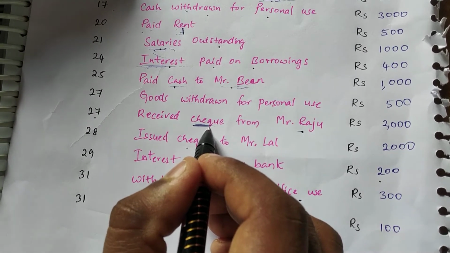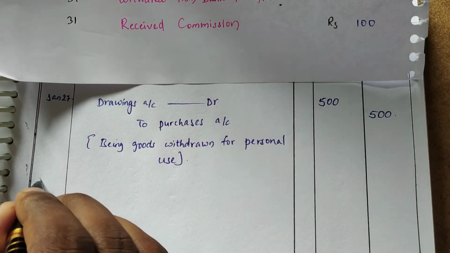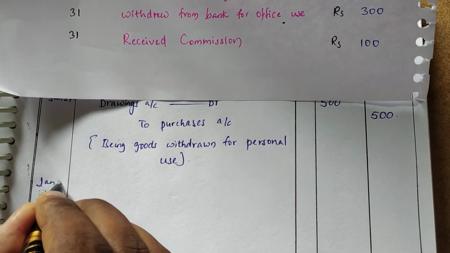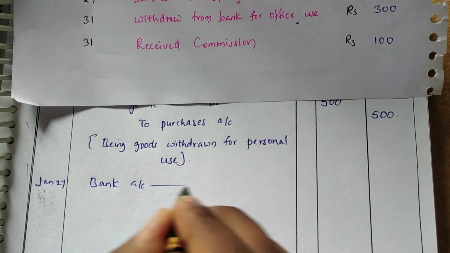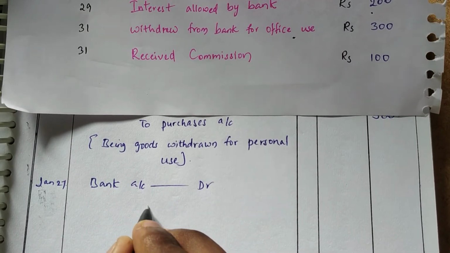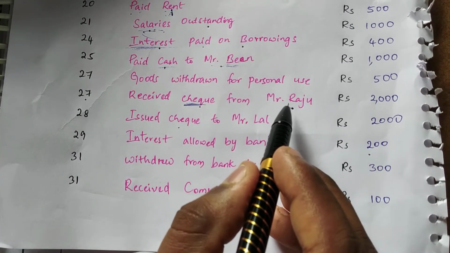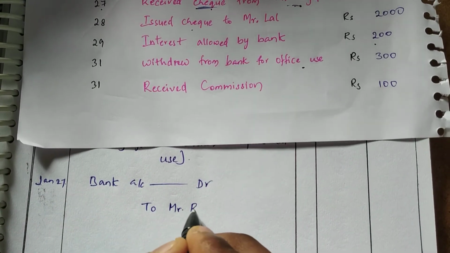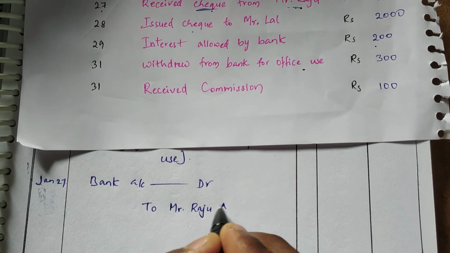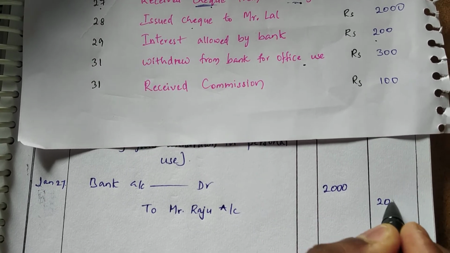So bank is a personal account. Since we are receiving, debit the receiver, so we are debiting the bank account. January 27, bank account debit to Mr. Raju, since Mr. Raju is a personal account. What is the rule of a personal account? Debit the receiver, credit the giver. Since Mr. Raju is the giver, we are crediting Mr. Raju's account. It is 2000.